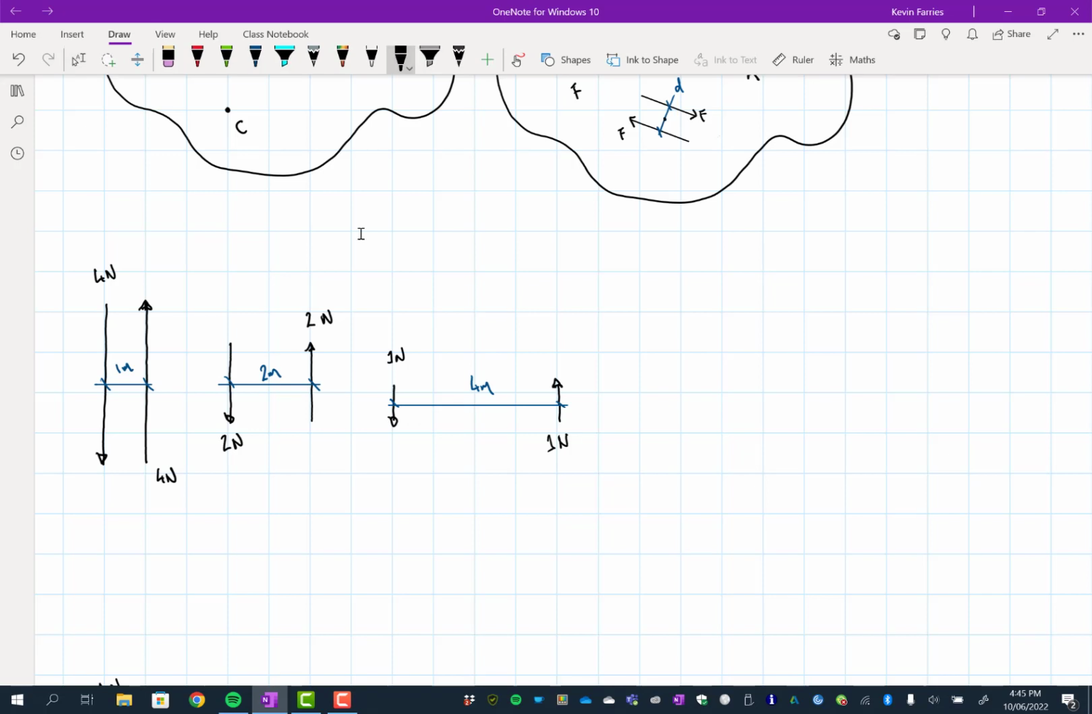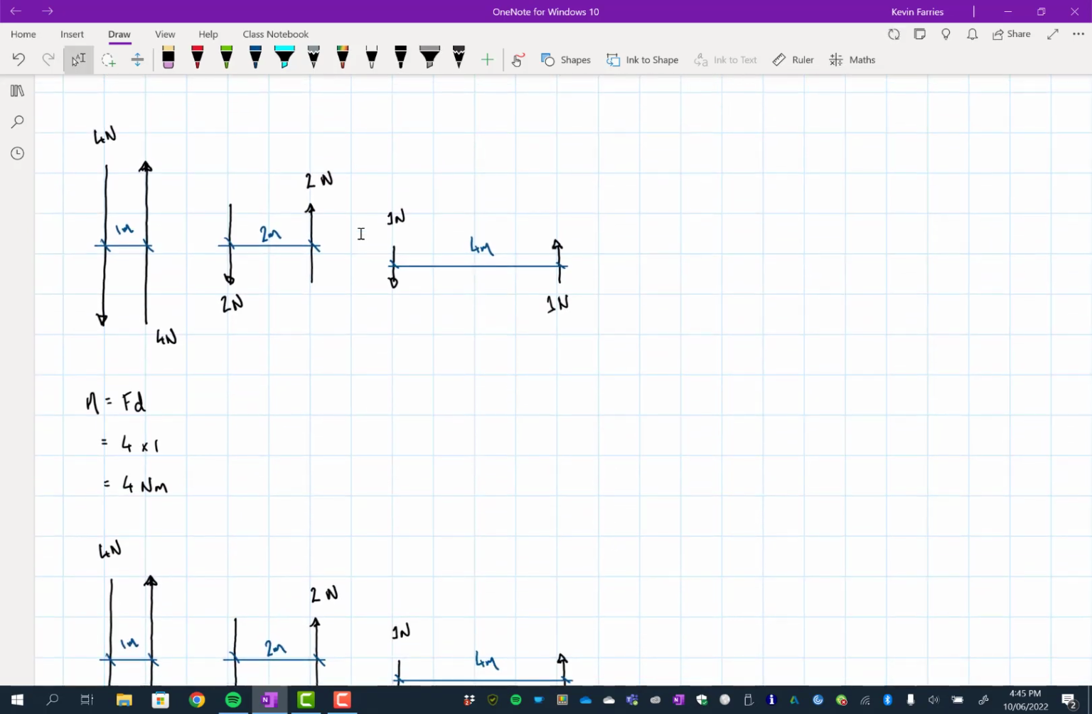So say this first one. Moment for this one is going to be force times the lever arm, which is equal to 4 times 1, which is equal to 4 newton meters, and this time we've got an anti-clockwise rotation, so it's positive. Let me just move this up a little bit, and I might just get rid of this so I'm not cluttering, that's where I copied it from down here.